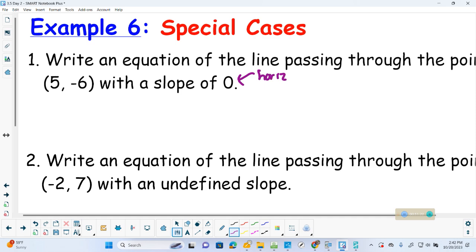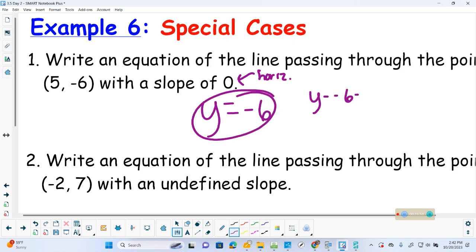Now, all horizontal lines will hit which axis? All horizontal lines will hit the y. So they're always y equals. It has to go through this point. Y better equal which number? Negative 6. If you wouldn't have recognized that, do your y minus negative 6, 0. You get the same answer, okay?